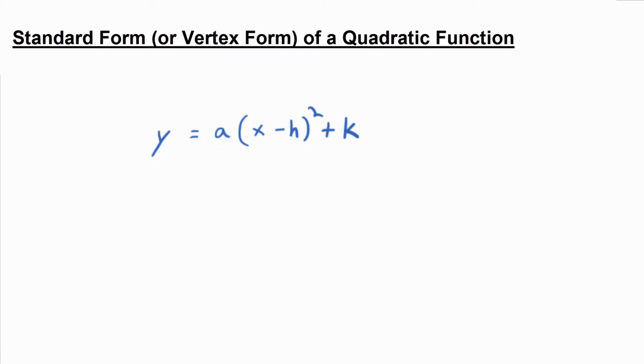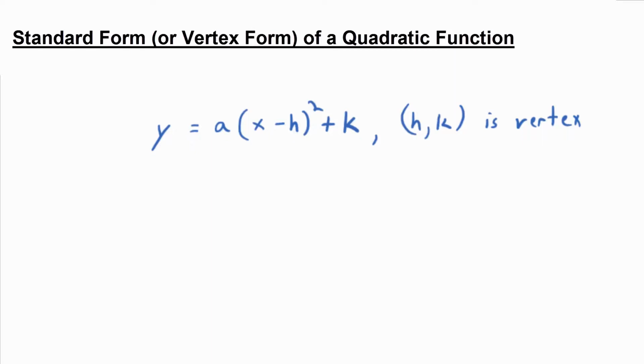I like calling it the vertex form because when it's of this form, it turns out that (h, k) is the vertex. And a is a constant. A is the same a as before. When you write it out, y equals ax squared plus bx plus c, it's the same a. So that's why we call it vertex form. You can immediately identify the vertex when it's in this form. Whatever value you're subtracting from x is h, the first coordinate of the vertex. Whatever value you're adding on the outside, that's k.